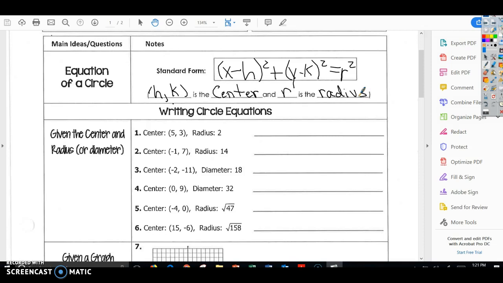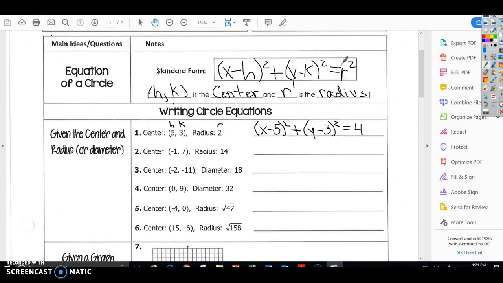Alright, knowing that we have a formula, if we're given the center and the radius, we know that this is our h, and this is our k, and this is our r. So all we have to do is take these numbers and plug it into this formula. So we're going to have (x minus h) quantity squared plus (y minus our k) quantity squared is equal to r squared. 2 squared is 4. Okay, so this is r. We have to take r and square it for the formula.